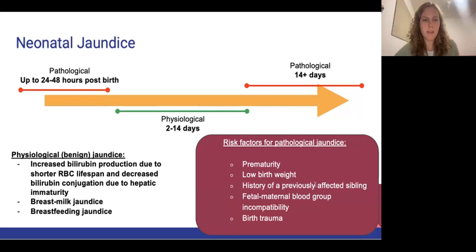Then some of the risk factors for pathological jaundice are prematurity, low birth weight, another sibling affected, a known maternal fetal blood group incompatibility, or any birth trauma.